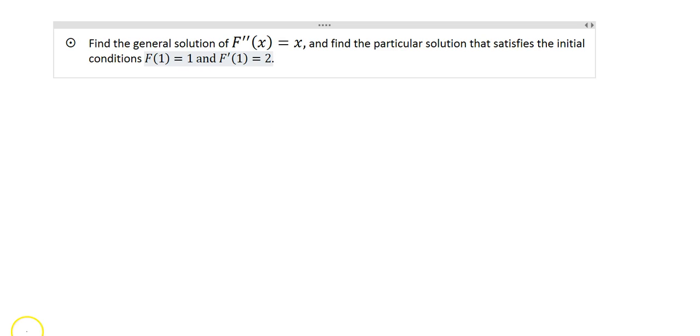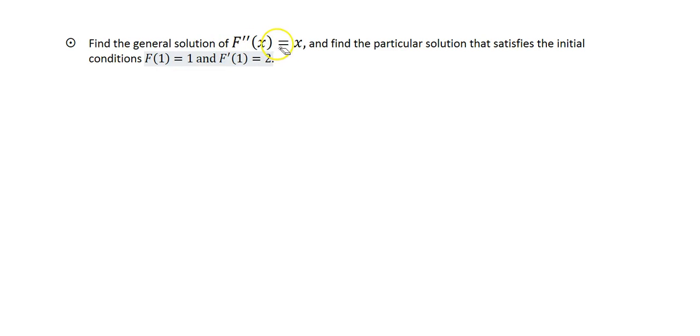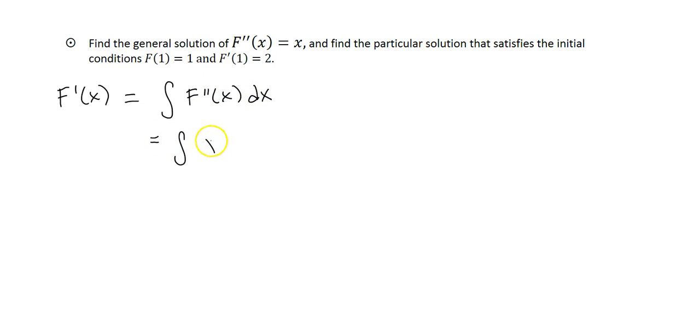Now in this problem, we are trying to find the general solution of f double prime of x equals x, and the particular solution that satisfies the conditions f of 1 equals 1 and f prime of 1 equals 2. Since a second derivative is really just where you took the derivative twice, we're going to have to take the integral twice. So I'm going to start by finding f prime of x, which is the integral of f double prime of x. That's the integral of x, which is x squared over 2 plus c.